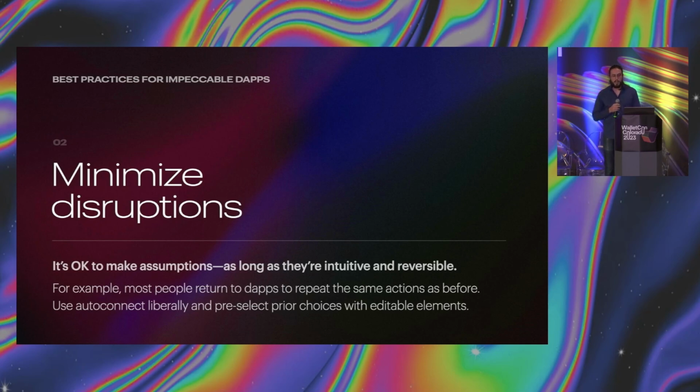For example, a dApp should liberally auto-connect, assuming the connection can be done without user action, and any prior choices made in previous flows should be reinstated. It's kind of like a default, just to guide the user along in their journey. There's no reason something should be as hard to do the second time as it was the first time.